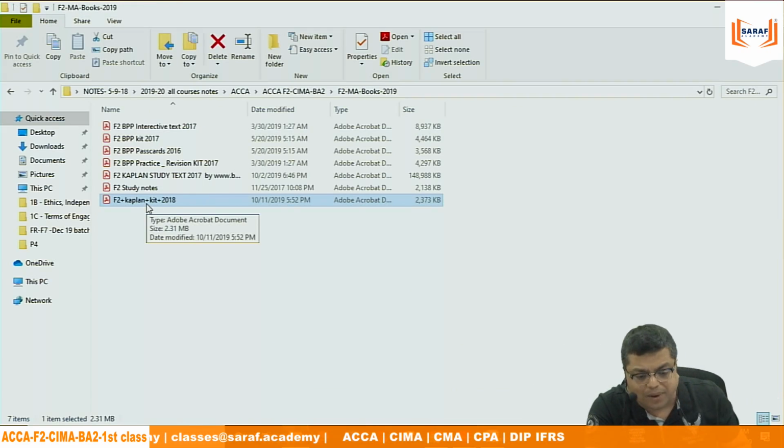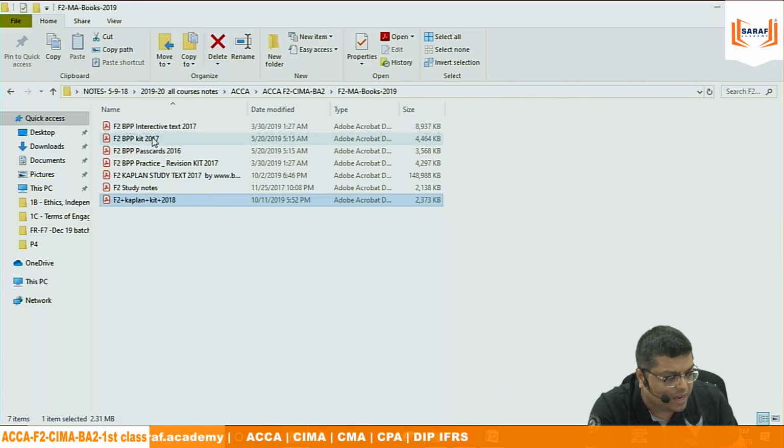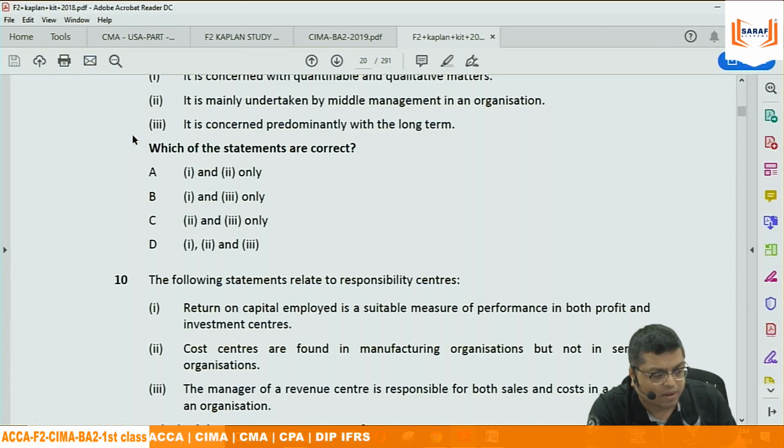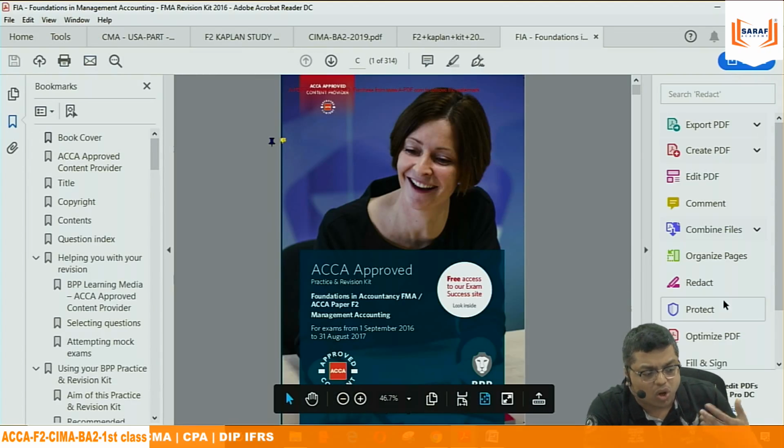From the exam kit, that is the test kit, that is this one, from this Kaplan kit, or you can say the BPP kit. BPP kit is also there. You will be doing the questions on your own.